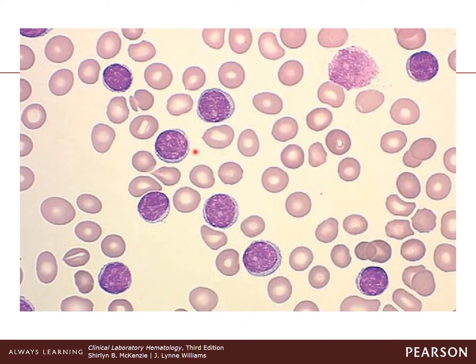And here, normally, the lymphocytes will look normal, and not as reactive as in infectious mono or toxoplasmosis.